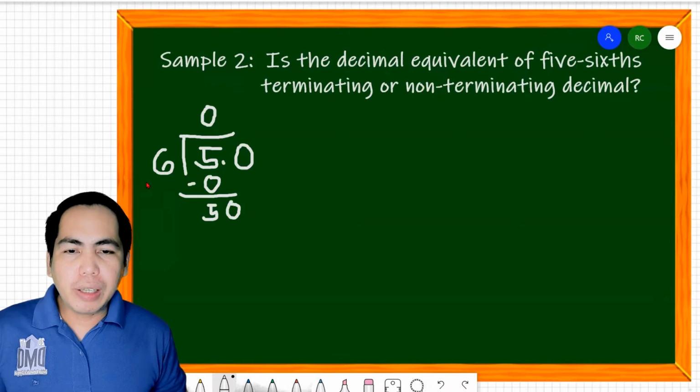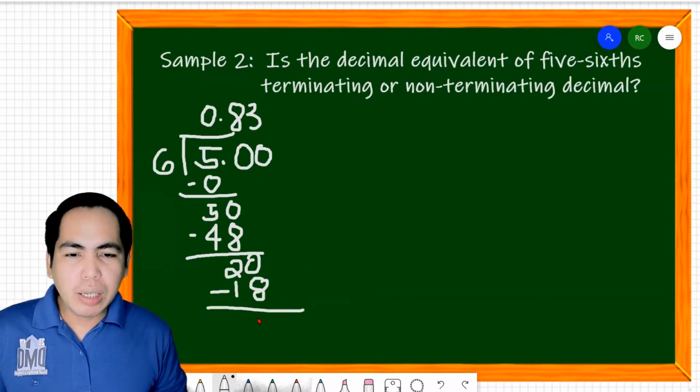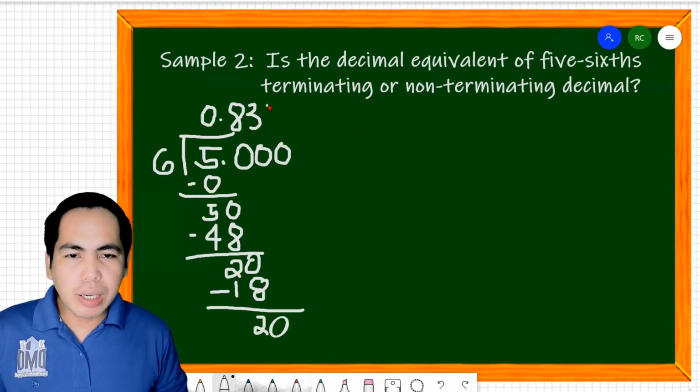50 divided by 6, we have 8. 8 times 6 is 48. 50 minus 48 is 2. And then we can add another 0. Bring down this 0. 20 divided by 6 is 3. 3 times 6 is 18. 20 minus 18 is 2. And then we can add another 0. Bring down the 0. So 20 divided by 6 is 3. 3 times 6 is 18. So 20 minus 18 is 2.